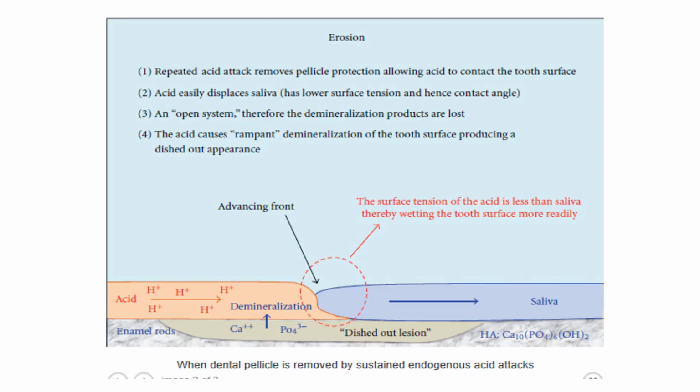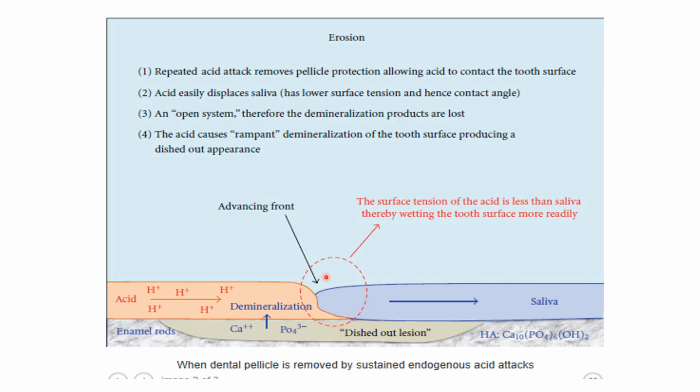Now, what is erosion? The repeated acid attack removes the pellicle protection, even the pellicle layer that is formed within seconds on the structure of the tooth. So when the repeated acid attack is there, you are taking more drinks, or more spicy food or more food that is lower in the pH, or you have gastroesophageal reflux disease or any other internal cause that is causing the pH in the oral cavity to go down, then the pellicle protective layer is also removed, and it allows the acid to contact the tooth surface. And acid easily displaces the saliva, as well as acid has a low surface tension and hence the contact angle. So you can see the demineralization front here, the advancing front.